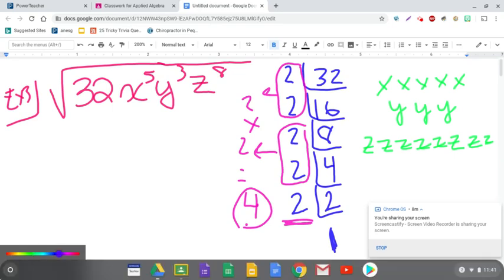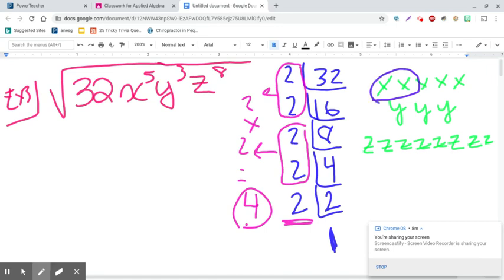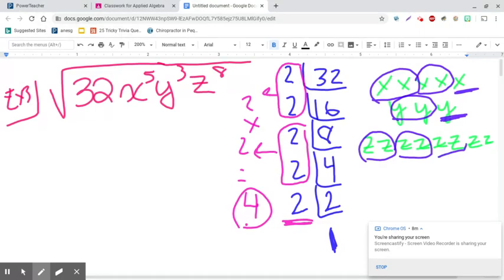All right. Looking for pairs of 2. Those 2 go together. Those 2 go together. That stays. Those 2 go together. That stays. Together, together, together, together. Nothing left over. All right.